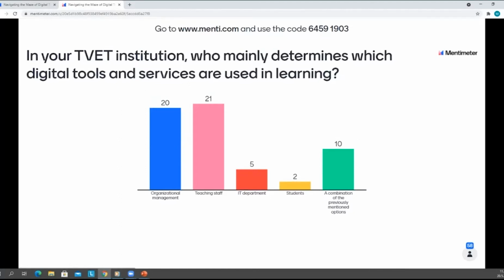And now if we start actually with the panel discussion, the first question is, what should a TVET institution take into consideration when developing a digital strategy and making digital service decisions? And I would like to ask Kiam Wee to first address this question.